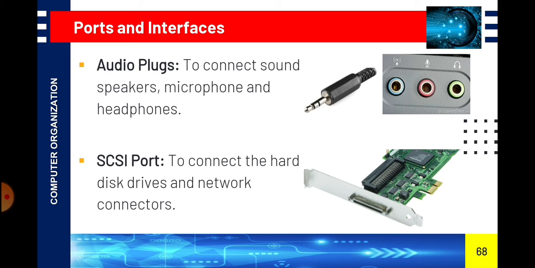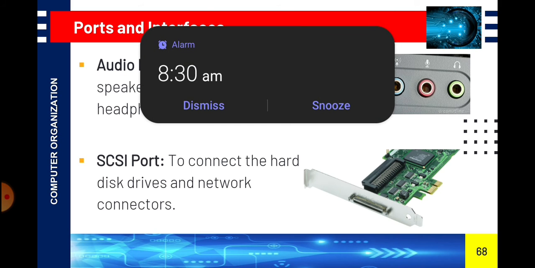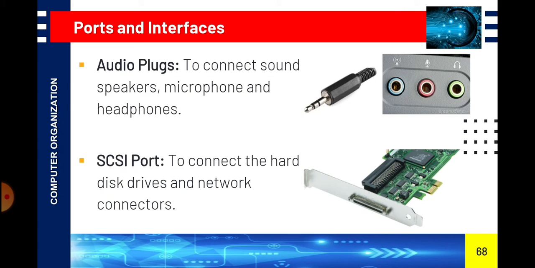And then the SCSI port. The SCSI port is used to connect hard disk drives and network connectors. This port is used to connect hard disk drives and network connectors to your computers. So why are we using this port? To connect the hard disk drive and the network connectors. That is, if you want to connect Ethernet, you can connect it through this SCSI port.